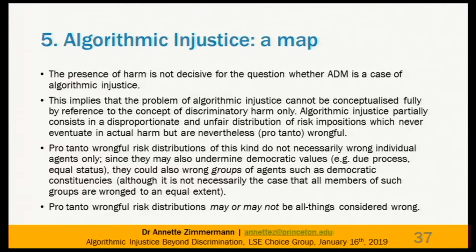Then I've argued that pure risks are a really important metric for harmless discriminatory impact in the context of algorithmic injustice.